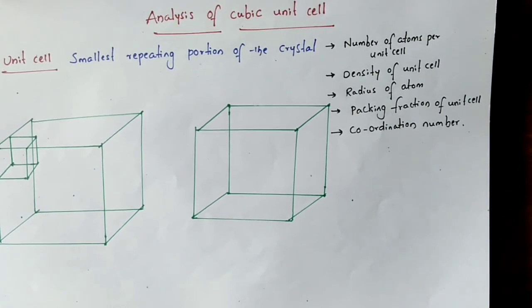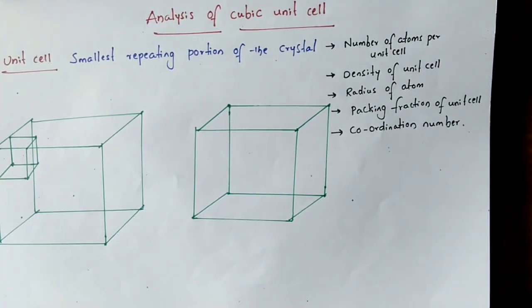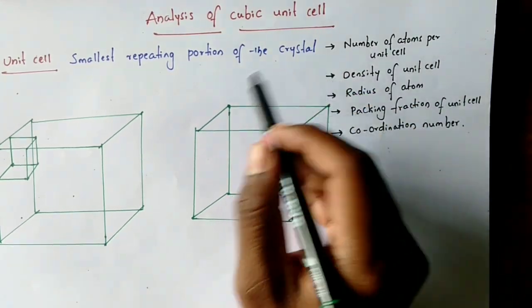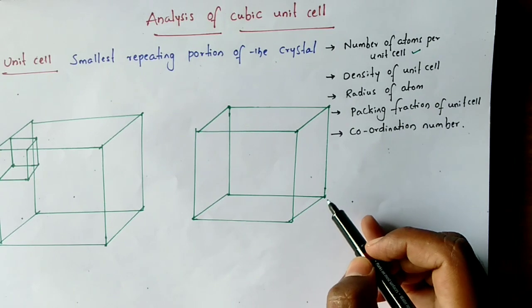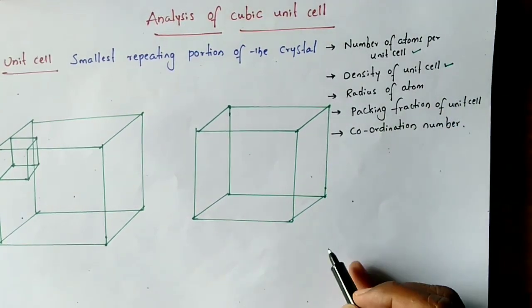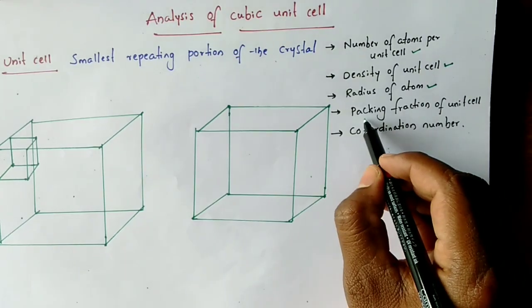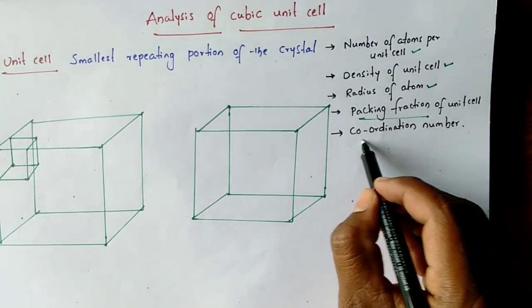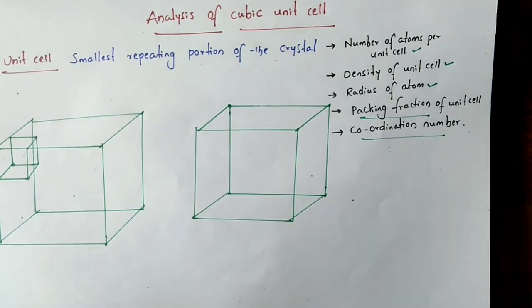Hello everyone. In this video, let us see the analysis of cubic unit cell. Analysis means what? How many atoms are there per unit cell? What is the density of unit cell? What is the radius of atom? What is the packing fraction of unit cell and coordination number? Everything, the total complete information about the unit cell.